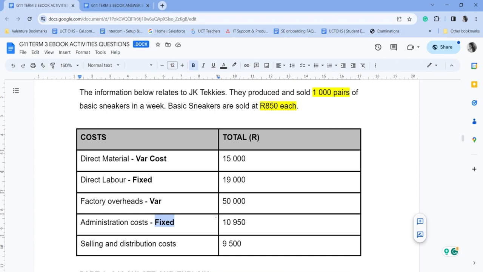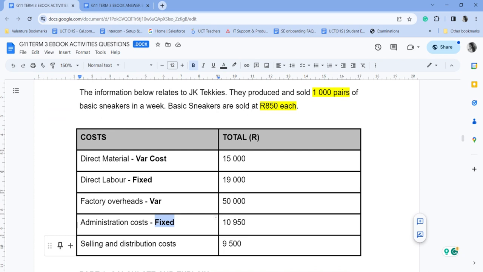So this is the information. And then you have administrative cost, or administration cost. Usually we will classify these as fixed cost. And then selling and distribution depend on the sales, so we can classify this as a variable cost.